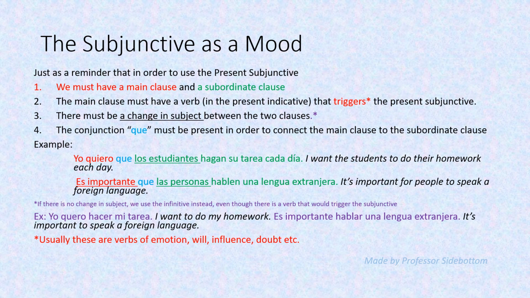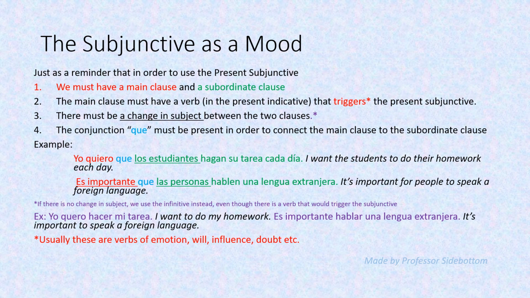Now, if there is no change in subject, we use the infinitive instead of the subjunctive, even though there is a verb that would trigger this tense. Yo quiero hacer mi tarea. I want to do my homework. So instead of saying yo quiero que los estudiantes hagan su tarea, I want somebody else to do their homework, in this case the students, I say I want to do my homework. So I want to do it and I will be the one doing it.